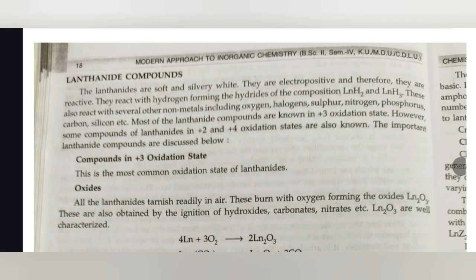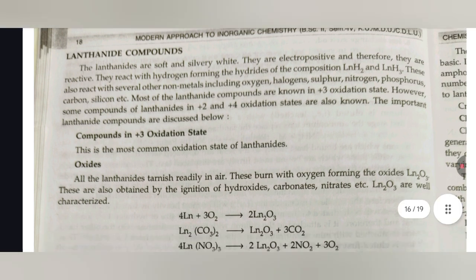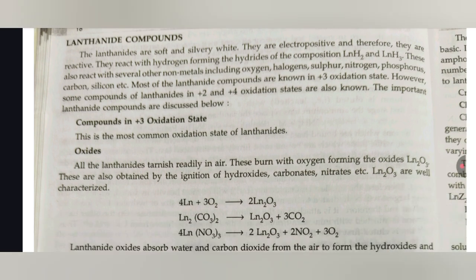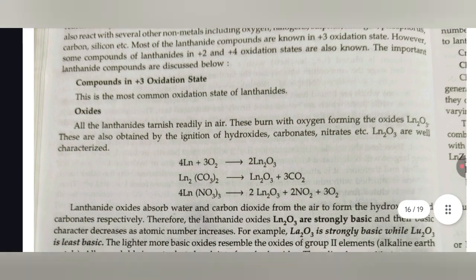Lanthanide compounds. The lanthanides are very soft and silvery white. They are electropositive and therefore they are reactive. They react with hydrogen forming the hydride compounds LnH2 and LnH3. They also react with several other elements including oxygen, halogens, sulfur, nitrogen, phosphorus, carbon, silicon, etc. Most of the lanthanide compounds are known in the +3 oxidation state. However, some compounds of lanthanides in +2 and +4 oxidation states are also known. The important lanthanide compounds are discussed below.